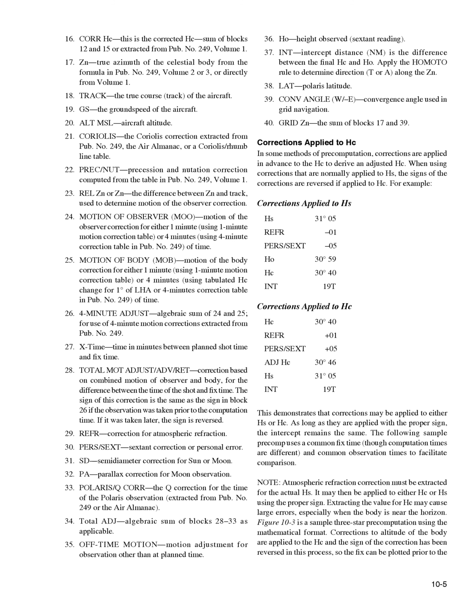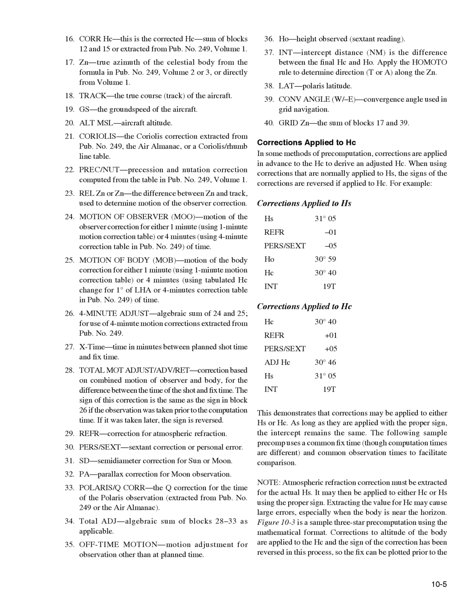17. Zn: true azimuth of the celestial body from the formula in Pub. No. 249 Volume 2 or 3, or directly from Volume 1. 18. Track: the true course, track, of the aircraft. 19. GS: the ground speed of the aircraft. 20. Alt-MSL: aircraft altitude. 21. Coriolis: the Coriolis correction extracted from Pub. No. 249, the Air Almanac, or a Coriolis/rhumb line table.